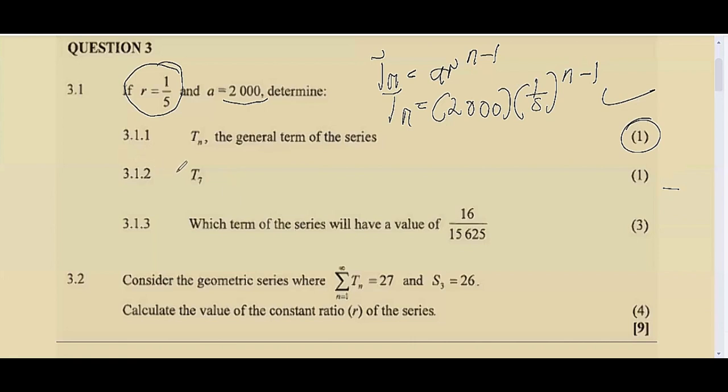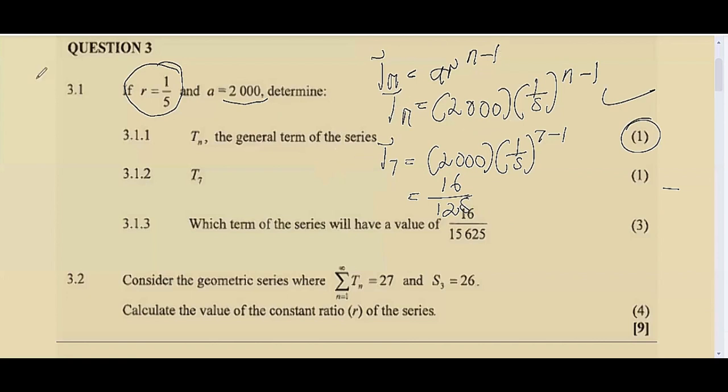Now 3.1.2 says calculate T7. So all you need to do here is substitute 7 where there's n, right? And then now you have 2000 times 1 over 5 to the exponent of what? 7 minus 1. So when we substitute our 7 there, punch that in your calculator, that's 16 over 125. So that becomes your value there, 16 over 125.